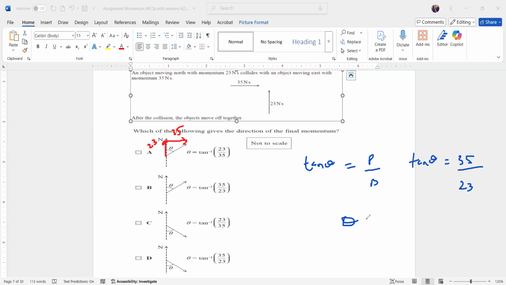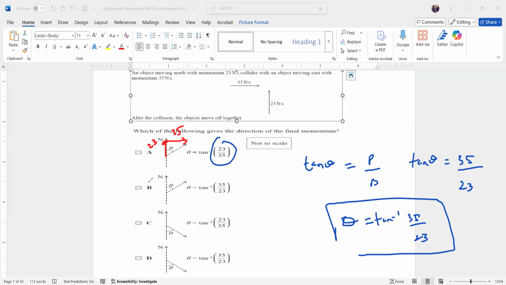And what about theta? Theta will be equal to tan inverse of 35 divided by 23. So in this case, the base is 23 and the perpendicular is 35, so it should be tan inverse 35 over 23. Option A is not written correctly, so that's why B will be the right answer for this. Is it clear? Discussion?